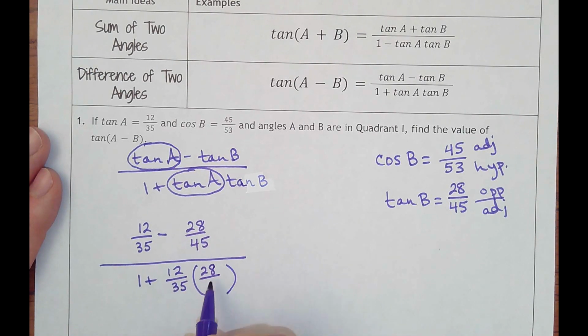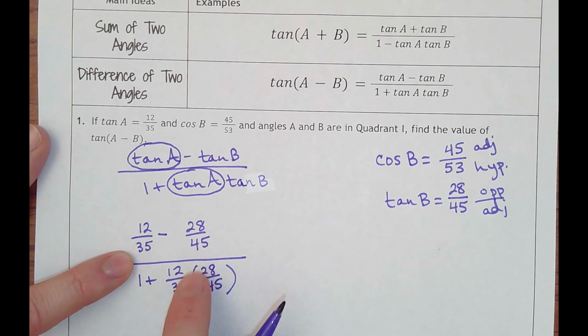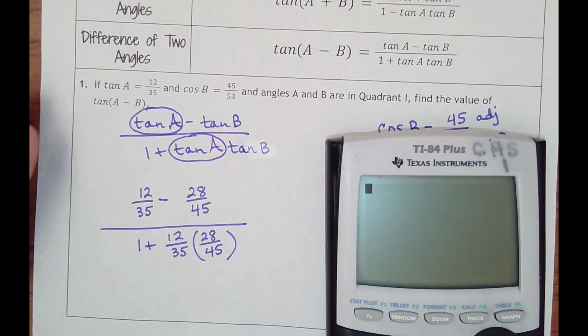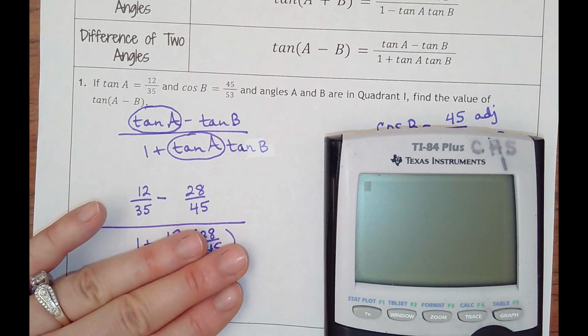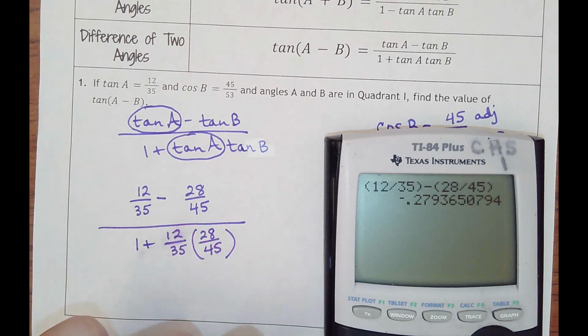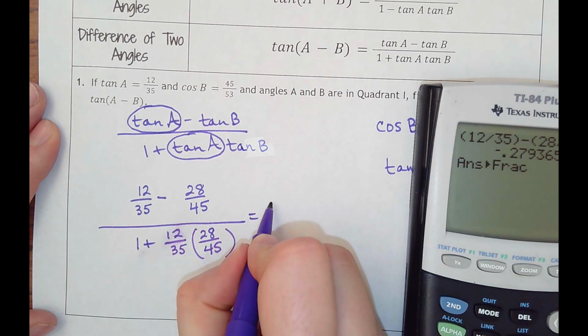The good thing is I just know that it's tangent of A minus tangent of B, and then I'm using these same fractions again. Then I would do it on your calculator where I do the numerator first. So I'll do parentheses 12 divided by 35 minus 28 over 45. Turn that into a fraction and it gets negative 88 over 315.